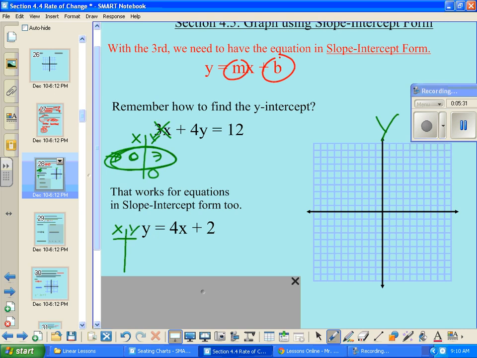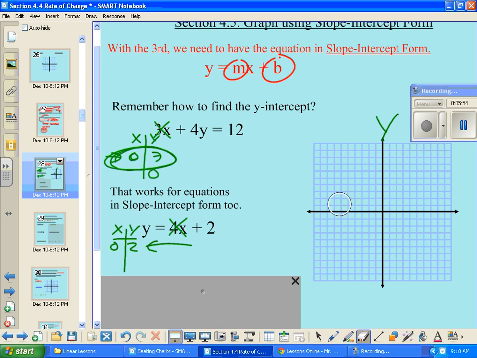If I was using the ordered pairs method to graph this equation, y equals 4x plus 2, when I put 0 in for x, what happens? Essentially the x term cancels out, and all that's left is y equals 2. Where's that point on the grid? It's (0, 2). It's right here. What do you know? It's on the y-axis. That's the y-intercept. Anytime I put 0 in for x in an equation, I'm finding the y-intercept.